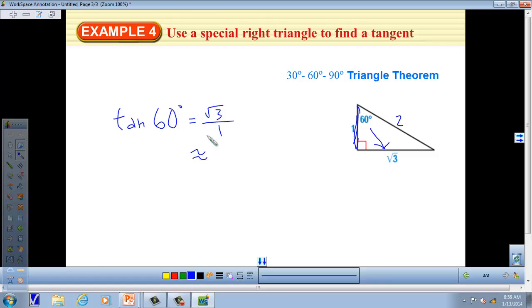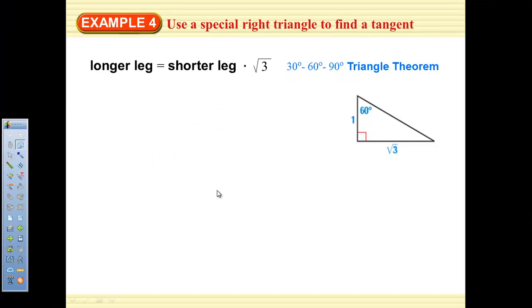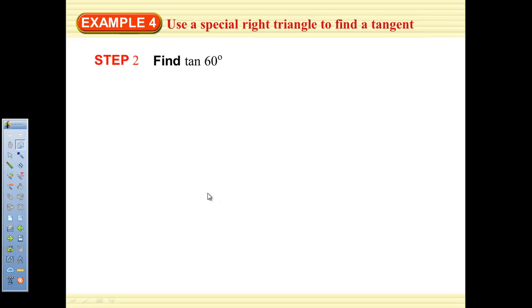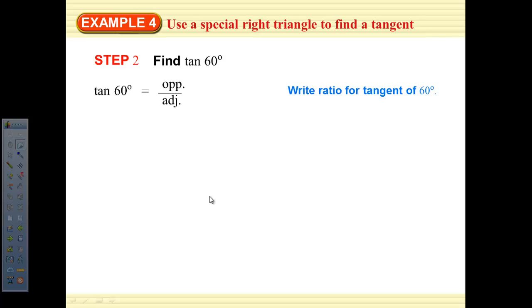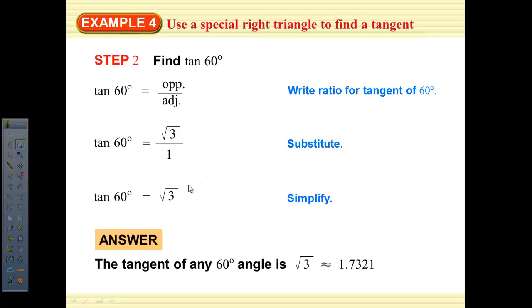So let me do that real quick. Yeah, about 1.732, but we'll say 1.7. So it's square root of 3 over 1, square root of 3, so 1.7321.